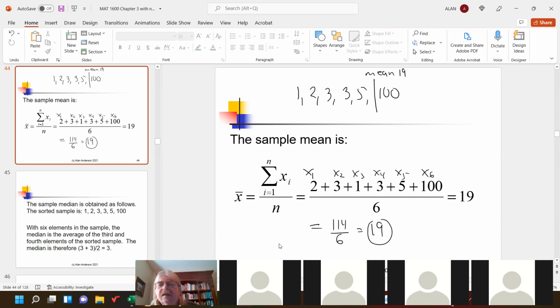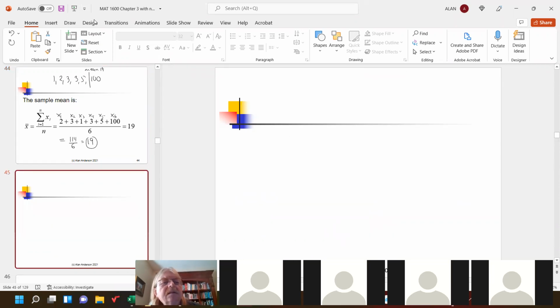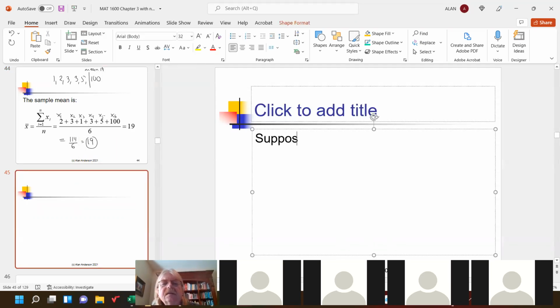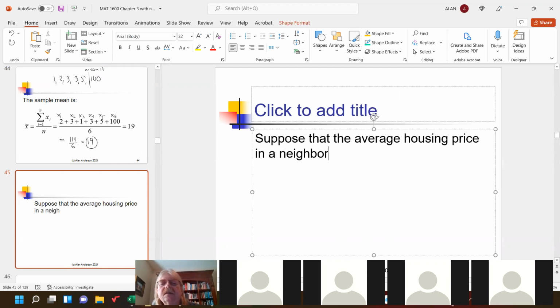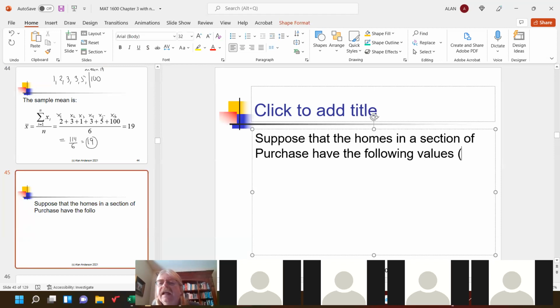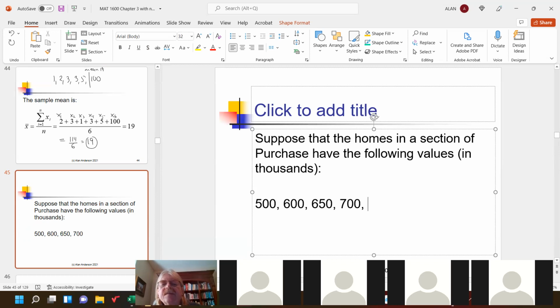Let me just give you an example of how this could happen in the real world. Suppose that we have the average housing price in a neighborhood, well, let's just say that we have the homes in a section of Purchase. Let's say there's some small section of Purchase that has the following values in thousands. Okay, so you've got one house that's worth 500,000, another house that's worth 600, 650, 700, and then 800, let's say. And then all of a sudden, we've got a house that belongs to Bill Gates. Somehow he heard about Purchase and he decided to buy a house. And his house is worth $10 million.